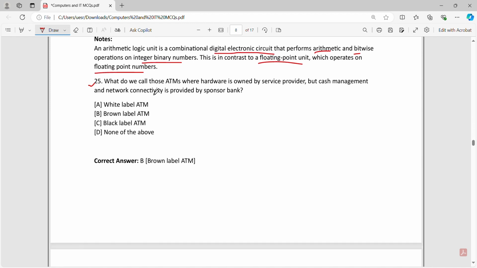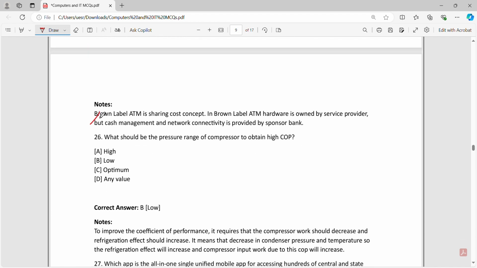25th question. What do we call those ATMs where hardware is owned by the service provider but cash management and network connectivity is provided by a sponsor bank? So answer is B, brown label ATM. So brown label ATM is a shared cost concept. In a brown label ATM, hardware is owned by the service provider, but cash management and network connectivity is provided by a sponsor bank.